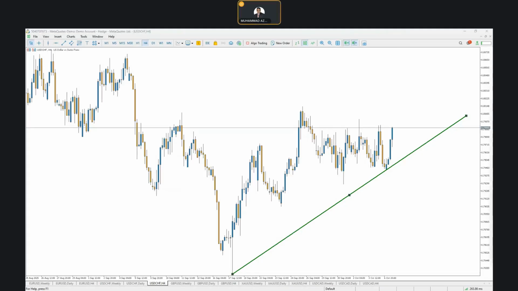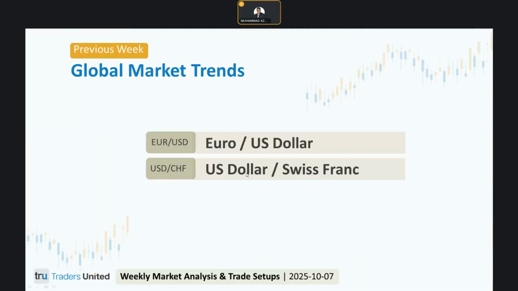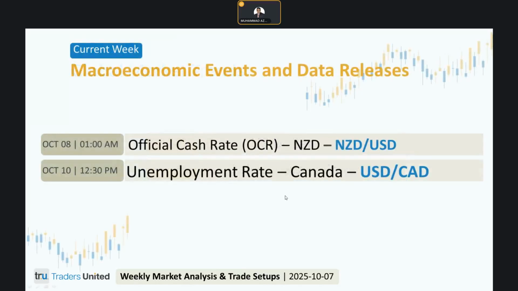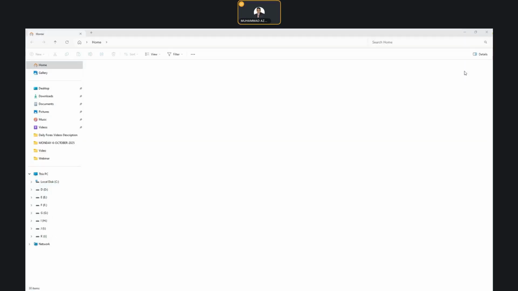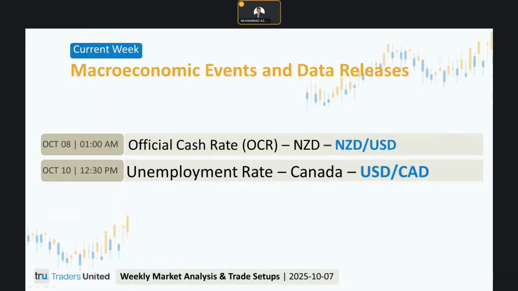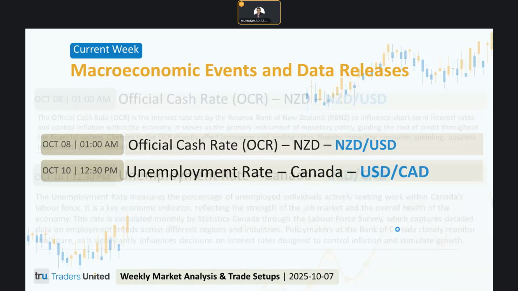Now let me talk about the current week macroeconomic events and financial data releases. I'm going to discuss the official cash rate related to New Zealand dollar, and then I'm also going to discuss the unemployment rate related to Canada. So these are the dates and time written over here. Let's start with the first one.